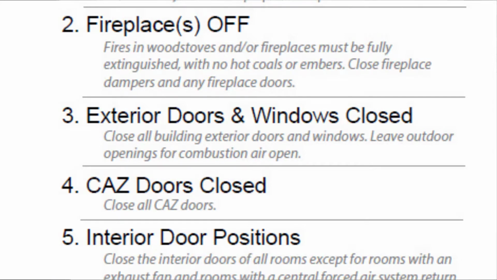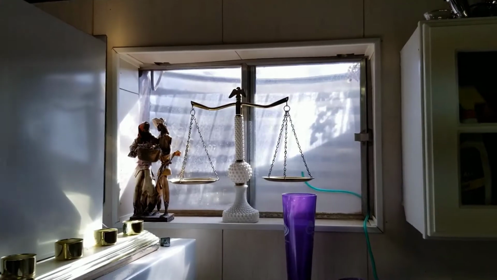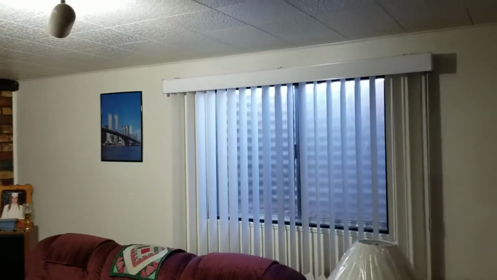The next one is to make sure all the exterior doors and windows are closed. Again, we just completed our blower door test, so we do have all of our exterior doors throughout the house closed. All the windows are closed and ready to go, but you just want to do a quick double check.